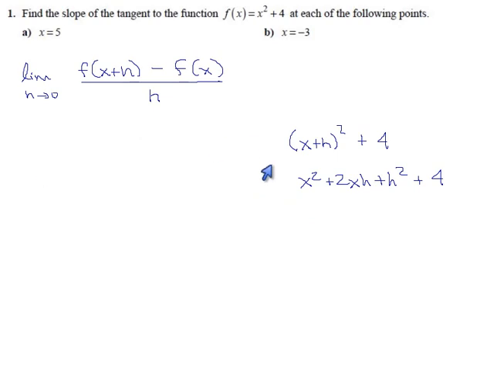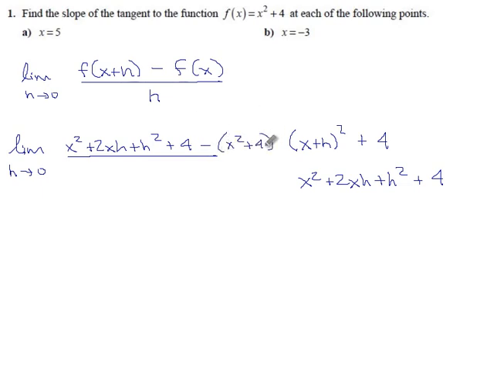So now that we have this, let's get our formula all spiffed up. Limit as h goes to 0 of f of x plus h, which is all this stuff, x squared plus 2xh plus h squared plus 4, minus f of x, which is x squared plus 4, and it's all over h. Now I'm going to get rid of this clutter here.